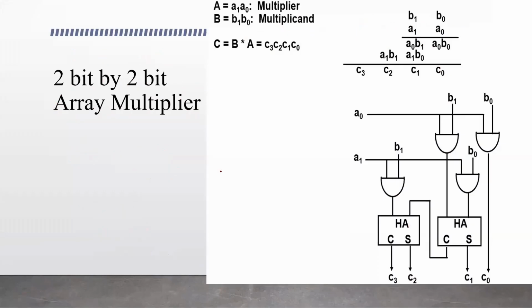And a 2-bit by 2-bit array multiplier is used to multiply the bits directly. So when we take 2 bits, 1, 1, 1, 0, this is our multiplier. It means the multiplier is taken in the A register and the multiplicand is taken in the B register.